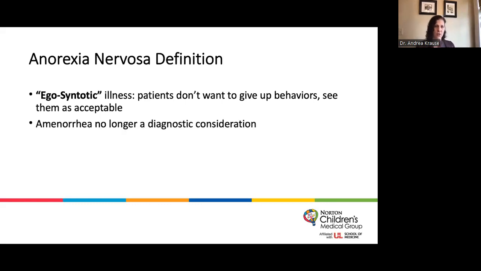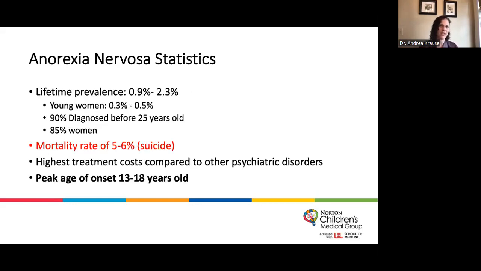And then also in the 2013 iteration of the DSM, amenorrhea was removed from the diagnostic consideration, because otherwise we were just completely ignoring the fact that men can also have this illness. The mortality rate is 5 to 6%, which is pretty high. It's the second highest of all psychiatric diagnoses. And interestingly, suicide is the number 1 cause of death. A little bit over 50% of those deaths are from suicide. These illnesses have the highest treatment costs compared to any other psychiatric disorder as well, even more so than schizophrenia. And then the peak age of onset is in pediatrics, age 13 to 18.